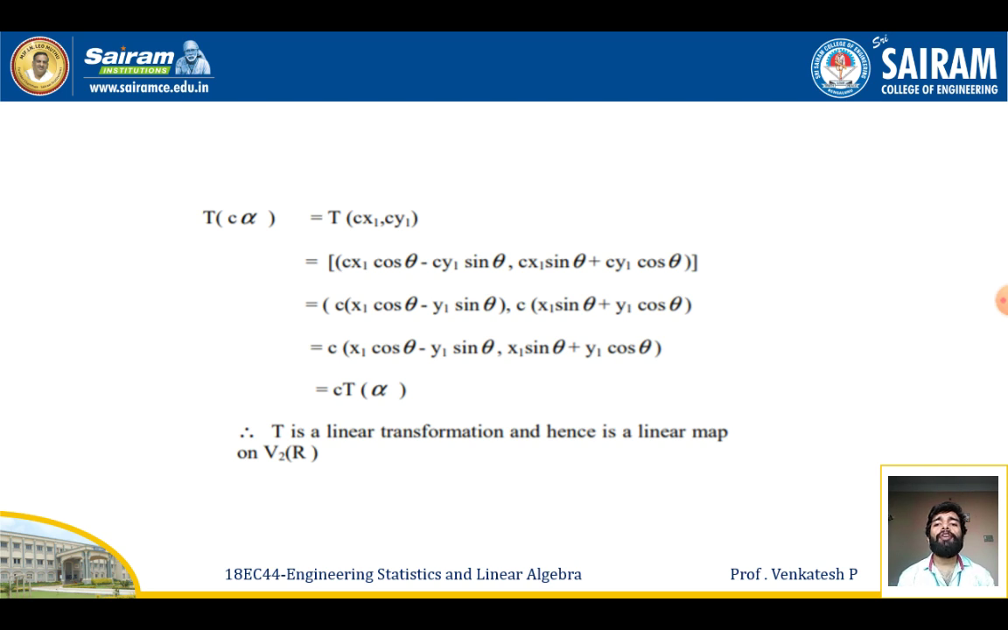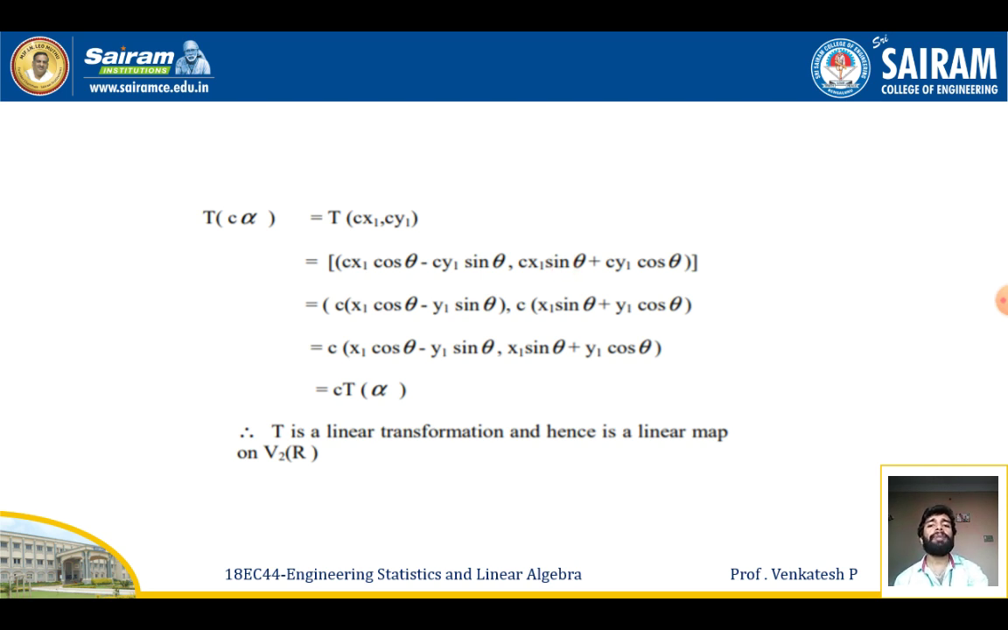Next is for scalar multiplication. So consider c alpha first. So for the alpha vector, I'll be multiplying the scalar c here. So I'll be getting cx1 cy1 as c alpha. So if I apply the linear transformation for the c alpha, I'll be getting what? T of c alpha is equal to T times of cx1 comma cy1. So from the given problem, I can expand this one as cx1 cos theta minus cy1 sin theta, comma cx1 sin theta plus cy1 cos theta.